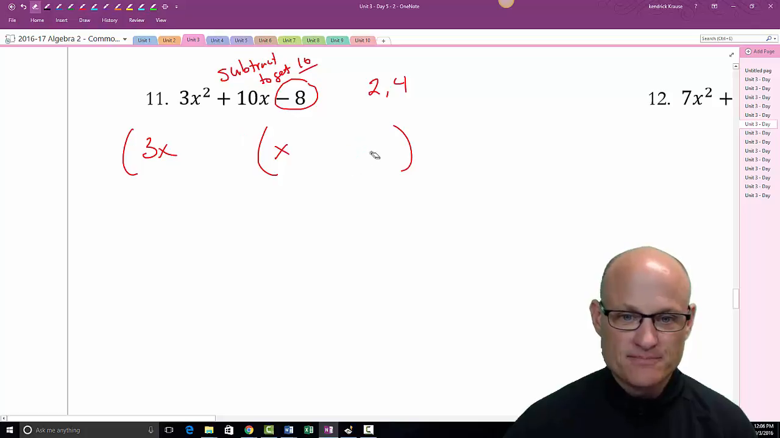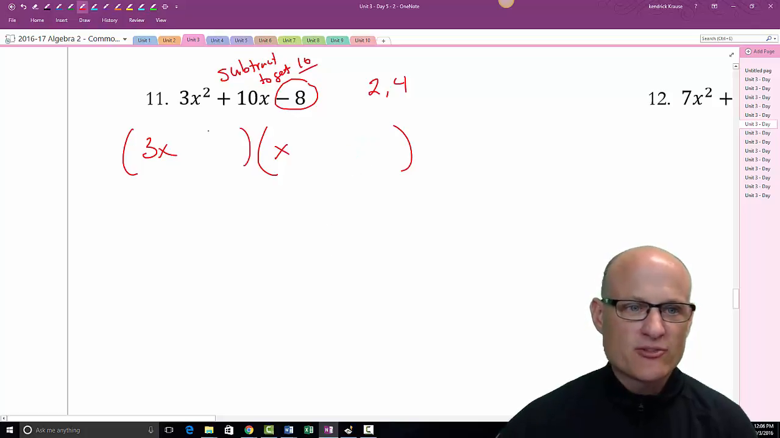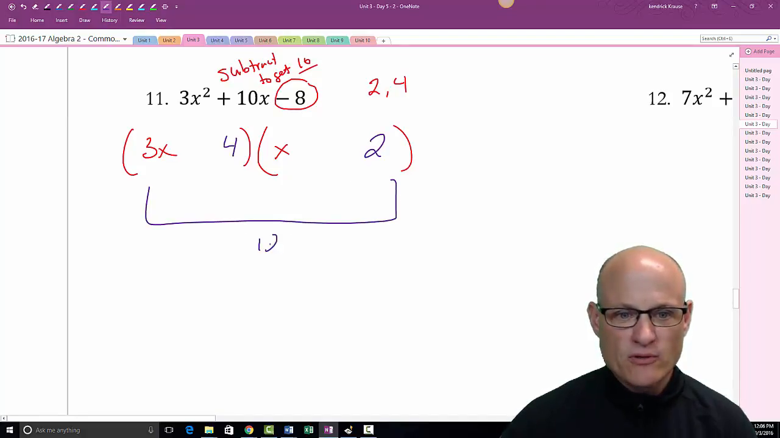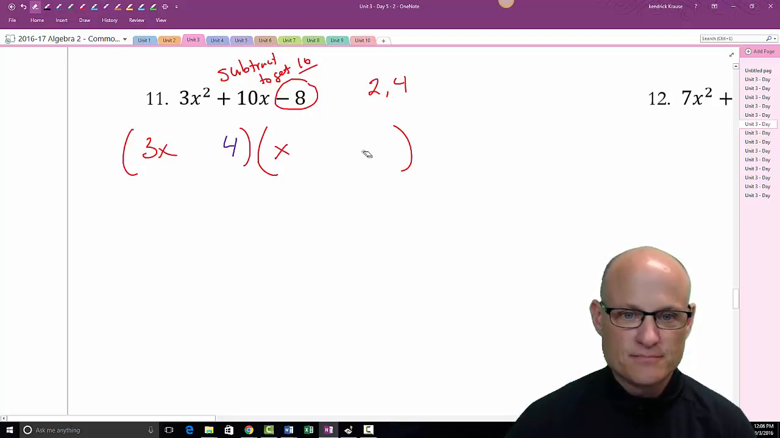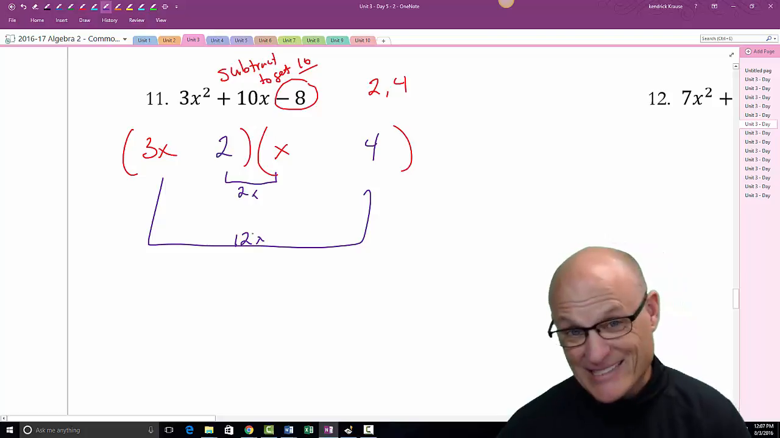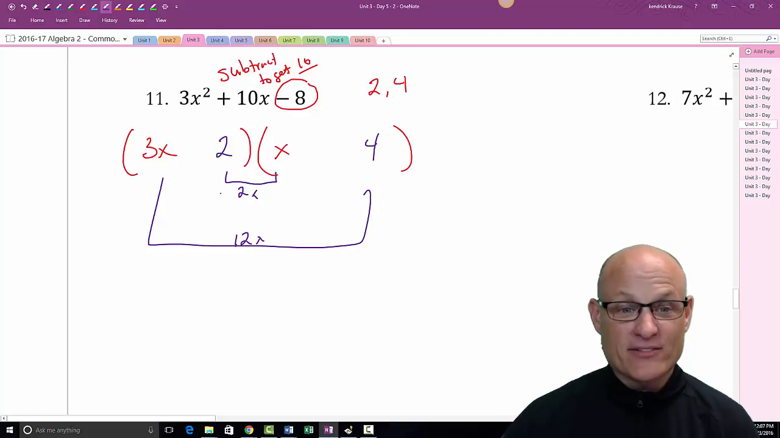So let's switch them. Let's try, what do we have? 4 and 2. That's 12. No, that's back to the way I had it. That's just the way I had it. Let's try 2 and 4. That's 12. And that's 2x. Now, those I can subtract to get 10. But I want positive 10, so the small thing has to be negative. So that negative 2x has to be negative, and this one has to be positive.